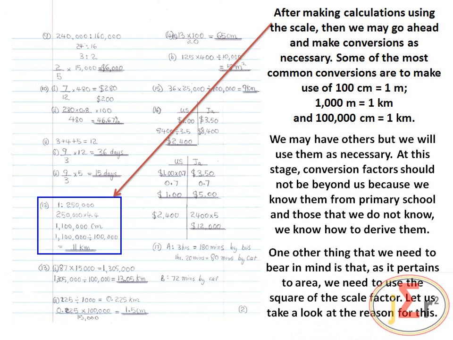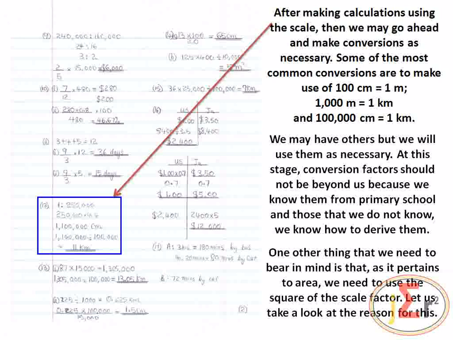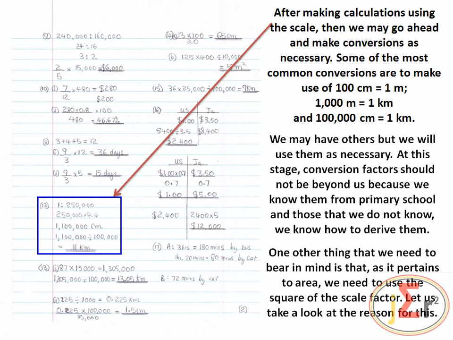One other thing that we need to bear in mind is that as it pertains to area, we need to use the square of the scale factor. So let us take a look at the reason for this. If we are converting between area on a map and area in actuality, then we need to consider the square of the scale factor, and we will take a look at the reason for this.